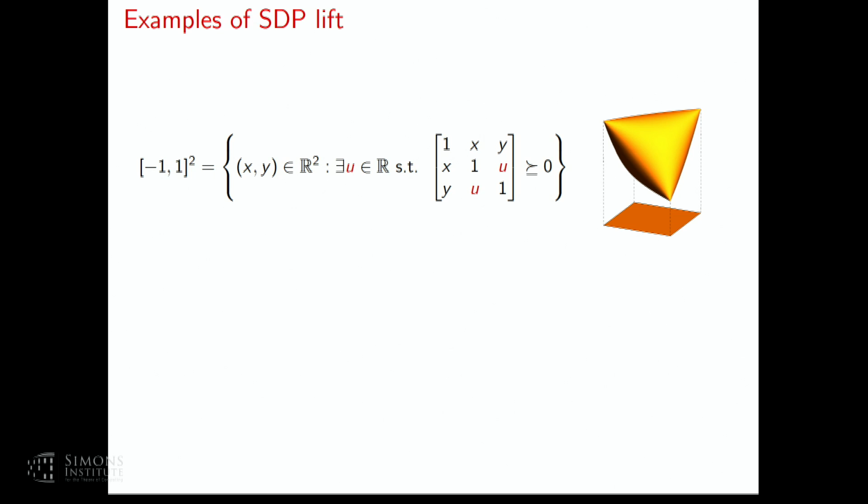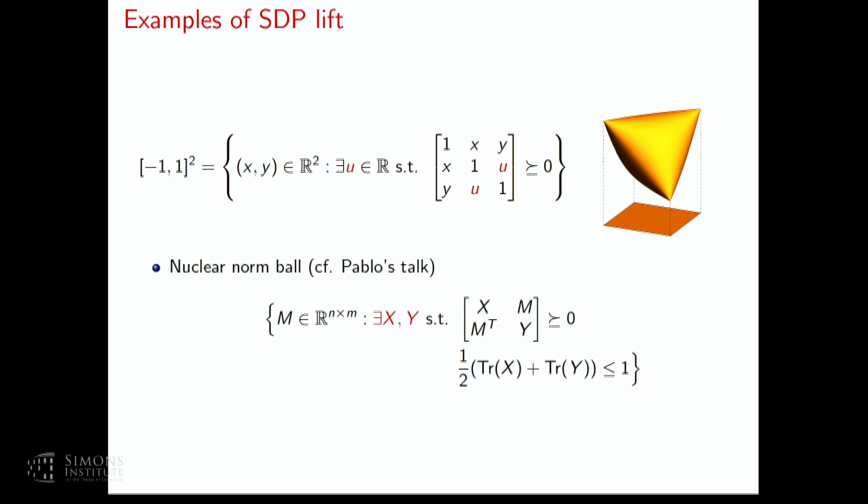So this is one example. You see that the convex set here in this case was a polytope, but of course you can do things other than polytopes. The other example, which was actually in Pablo's talk, is the nuclear norm ball, the set of matrices of size n by m whose sum of singular values is less than 1. That's called the nuclear norm ball. That shows up in many applications.